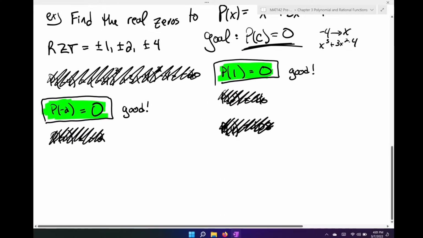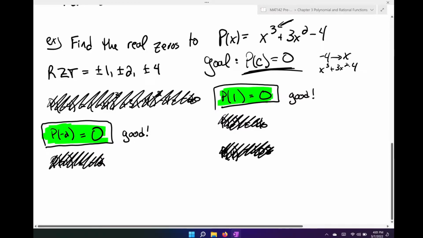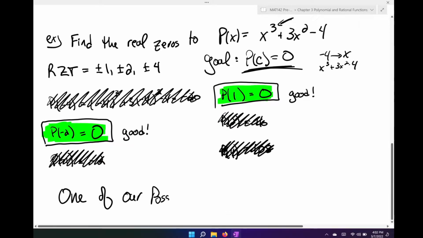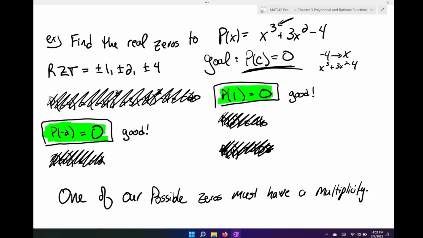So, scrolling back down, looking at my polynomial, p of x equals x to the third plus 3x squared minus 4. Since we only found 2 zeros, that means one of our possible zeros must have a multiplicity. All right? One of our zeros has to have a multiplicity. And that is going to lead us into our next example, which is going to be the next idea.